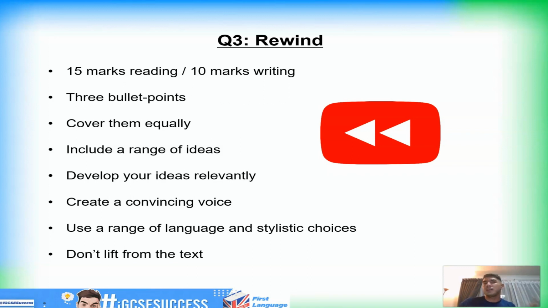You need to include a range of ideas. It doesn't need to be 15 ideas. You do not get a point per quotation you pulled out from the text. I would guess that 10, 12, as long as you develop those ideas, is plenty. Make sure that you develop some of your ideas relevantly, more on that later.